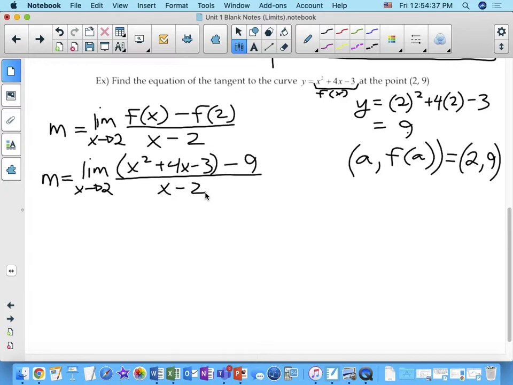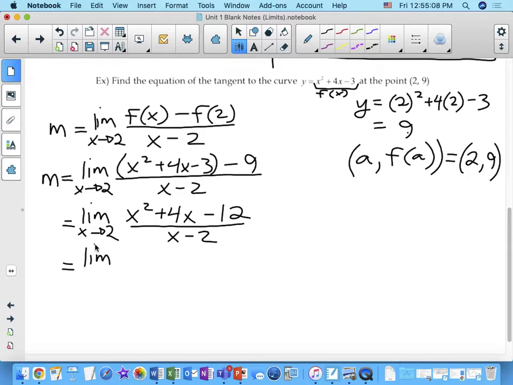Okay. Now what we can do is see what happens up here. So this is going to be x squared plus 4x, and then minus 3 minus 9 is minus 12, over x minus 2. So what can we do with that? Factor it. Yes, we can factor it. And how does that factor?